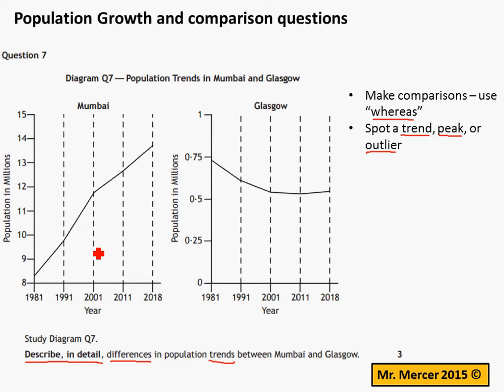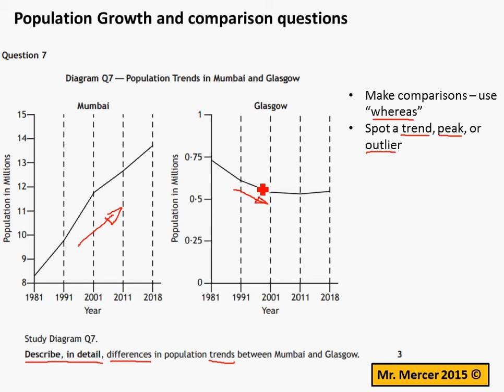Now, in the instance of the Mumbai graph, it is clear that the population in millions is rising from 1981 to 2018. So it is a rising pattern. Whereas in Glasgow, it's clear that it is falling. And if you're more confident with graphs, you might be able to say that it's falling more gently, or that it is falling, and around about 2011 it stabilizes and begins to rise again. This kind of commentary would be referred to as spotting a trend. You're talking about the overall pattern.